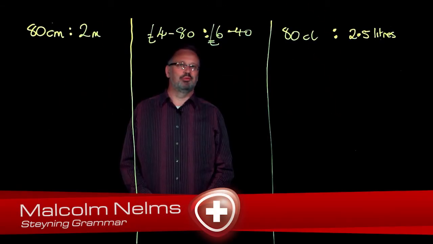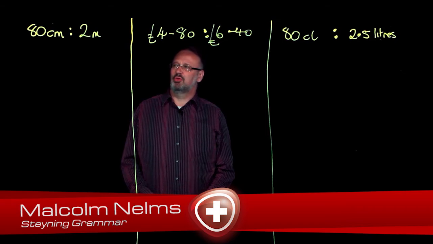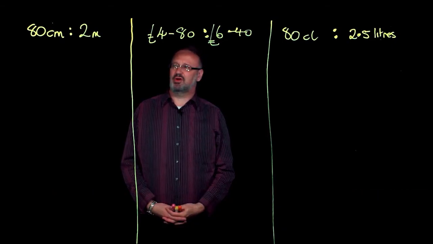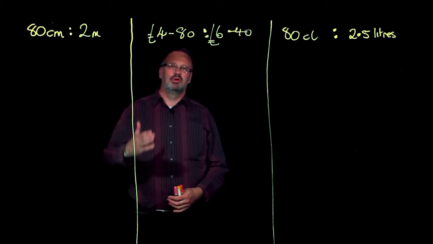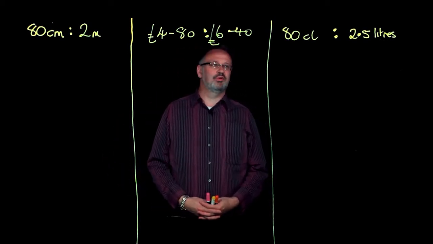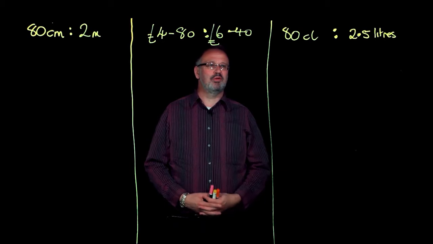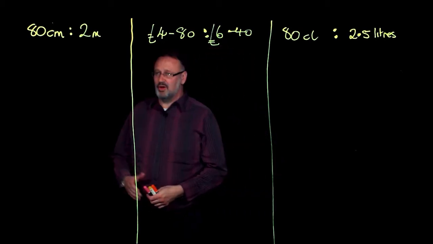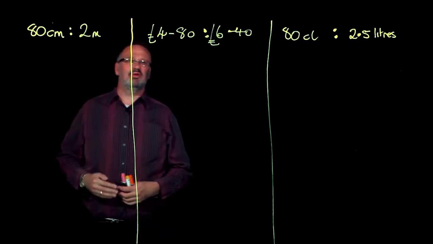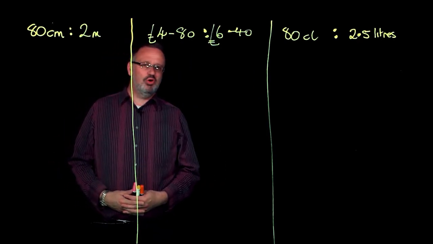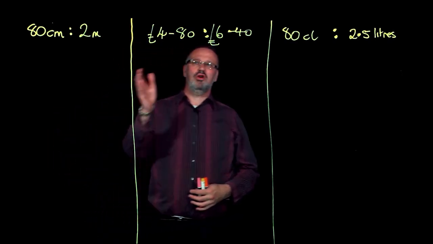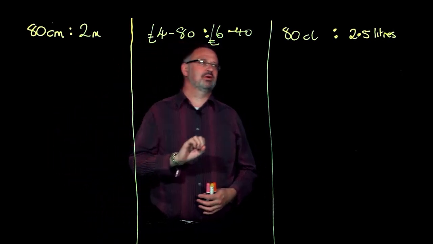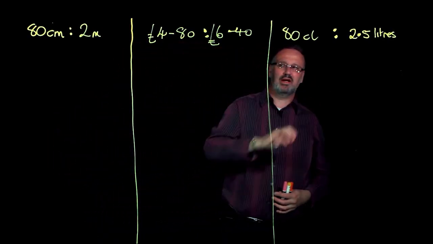Here I have three ratio problems, which I need to simplify down into the lowest terms. 80 centimetres to 2 metres, £4.80 to £6.40, and the most difficult one at the end, 80 centilitres to 2.5 litres. Now, the important thing with each of these is to make sure that we are working in the same units. Here I have centimetres and metres. Here I have pounds and pence. Here I have centilitres and litres.